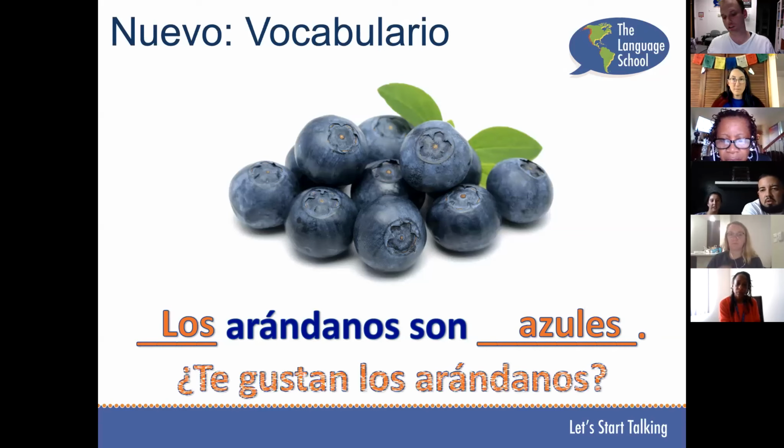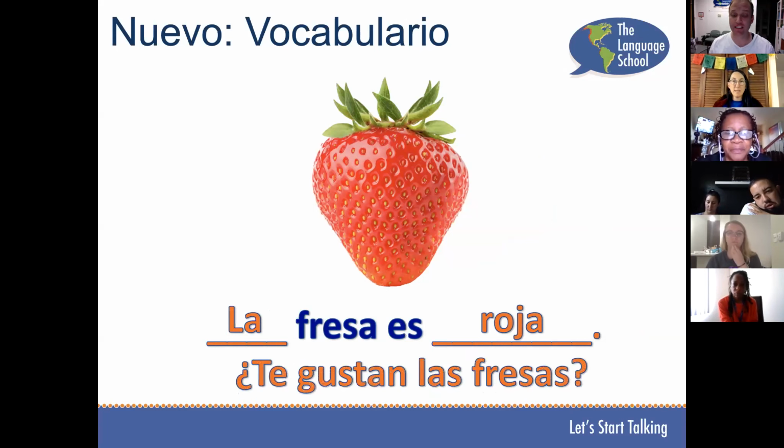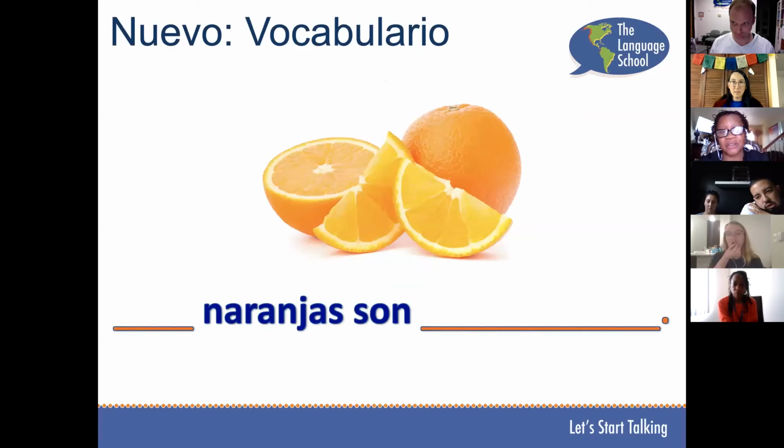Azules. Sorry. And then, ¿te gustan los arándanos? Sí, me gustan los arándanos. Bien. Daisy. La fresa es rojo. And so you want to make rojo feminine. Roja. La fresa es roja. Okay. ¿Te gustan las fresas, Daisy? Sí, me gustan las fresas.